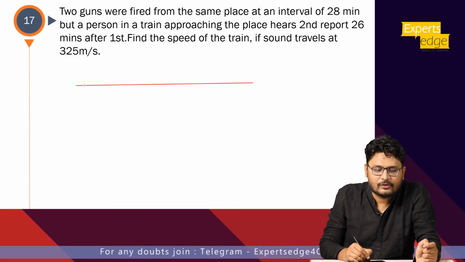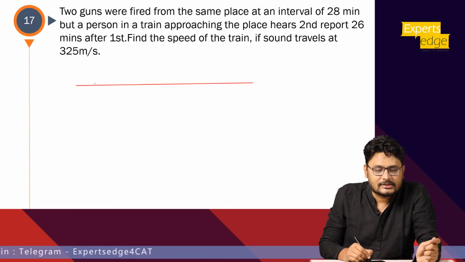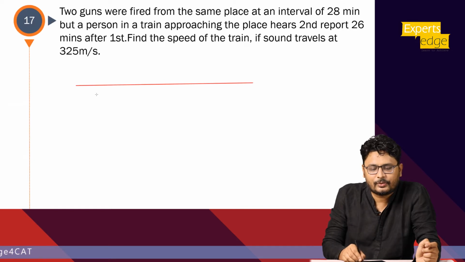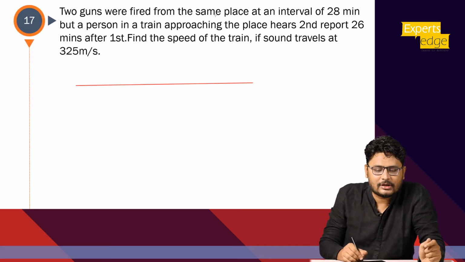Two guns are fired from the same place at an interval of 28 minutes, but a person in a train approaching the place hears the second report 26 minutes after the first. Find the speed of the train if sound travels at 325 meters per second. Now remember, the bullet travels at the speed of sound, right?